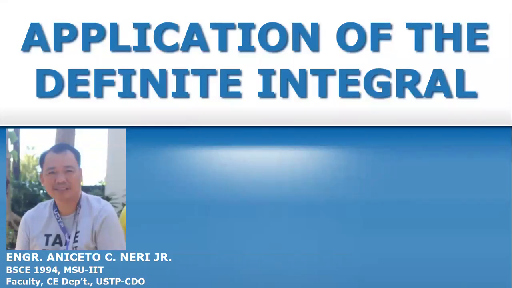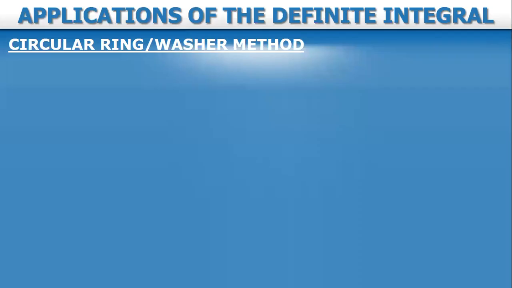This is the second part of my lecture about the determination of volume of a solid of revolution. Part one was about the circular disk method. Now, the second method is the circular ring or washer method. You can just imagine what a washer is, or a circular ring.